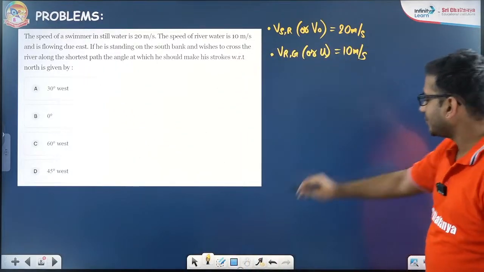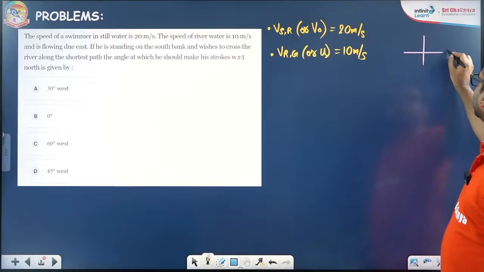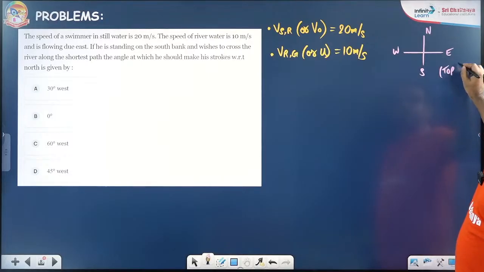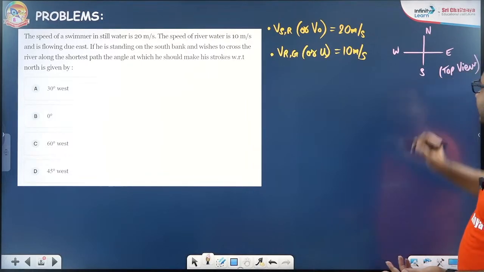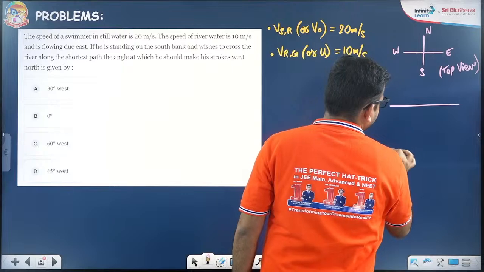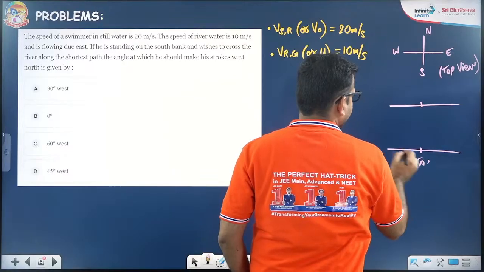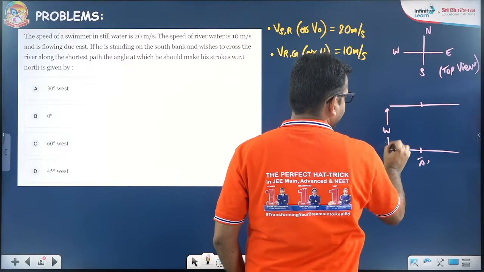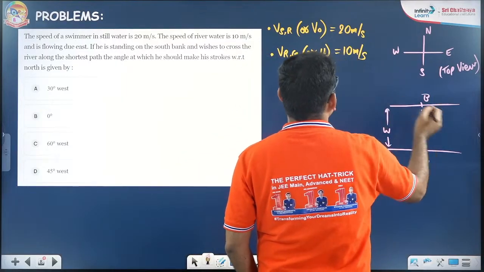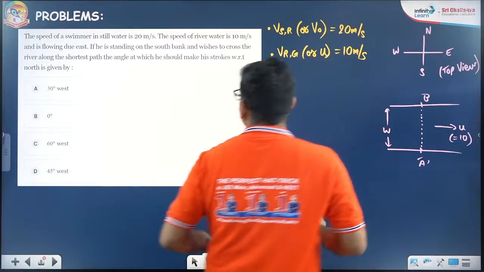Flowing due east means you must make a diagram over here. So east, west, north, south. This is east, west, north, south if you take the top view. Obviously here north and south are not in the vertical direction; they are directions on the ground, but if you take the top view, it will be visible like this. You are somewhere here, and the width of the river is W, and you have the U value, which is basically 10 meter per second, and the V naught value.